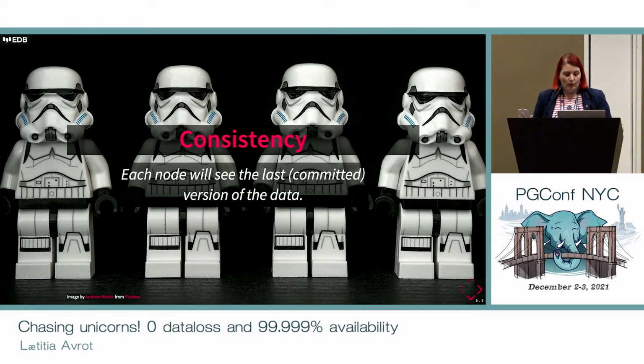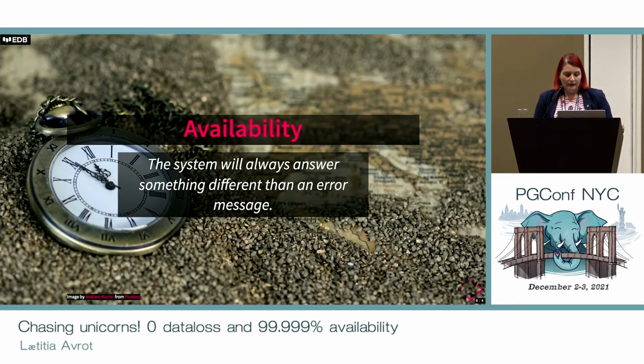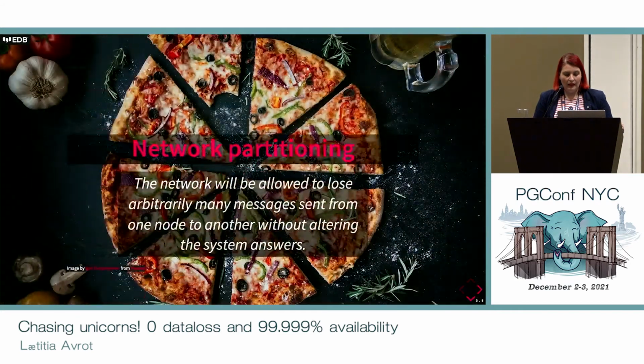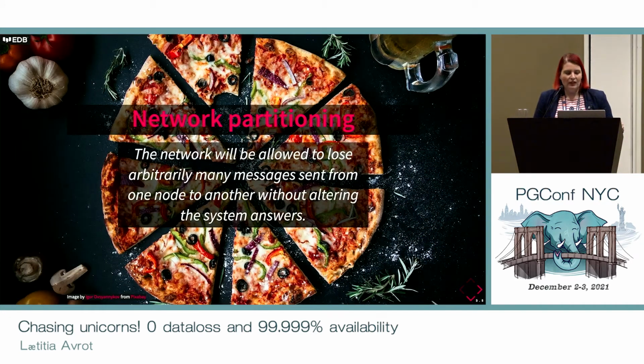Consistency means that each node will see the last committed version of the data. So eventually, consistency is not consistent. Availability is when the system will always answer something different than an error message, and a timeout is an error message. And the last one, which is the trickier part, network partitioning. The network will be allowed to lose arbitrarily many messages sent from one node to another without altering the system answers. So that's the trickier part, because we know that that's almost impossible to reach.